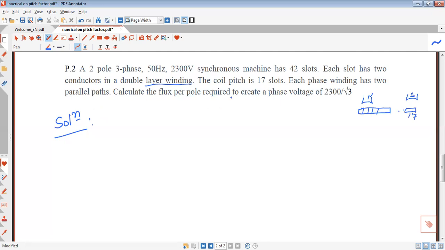Calculate the flux per pole required to create a phase voltage of 2300 divided by root 3. If we get this much voltage in every phase, how much flux do we have to give on the rotor, because the rotor is rotating in this case. The flux will be created by the rotor, and that flux links with the stator coil, and induced EMF of 2300 divided by root 3 is produced. So we have to find the necessary flux to produce this much voltage.